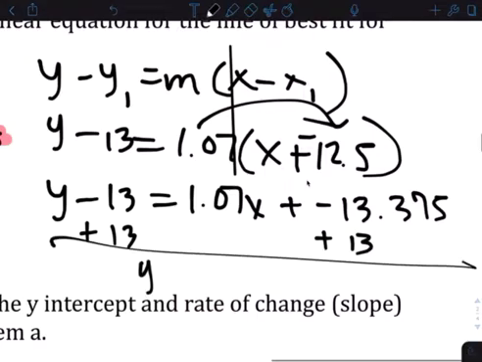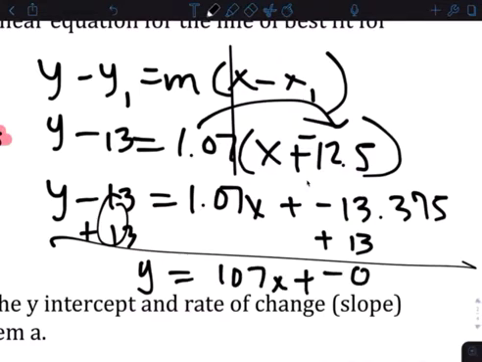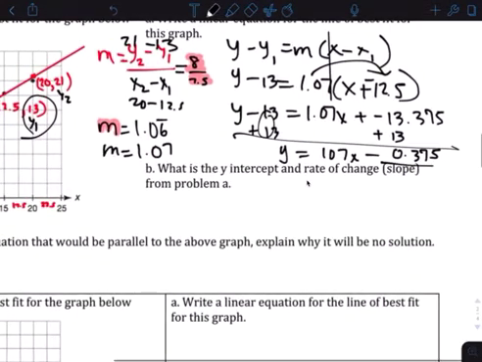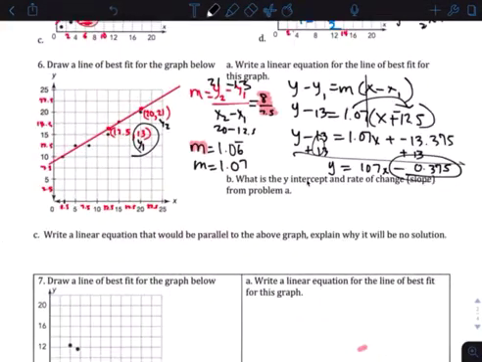So y is equal to plus a negative 0.375. Now I need to start you to recognize plus, that's really a minus. Same thing as add negative, but you need to start knowing that plus negative is a minus. What is the y-intercept? This is my y-intercept right here.